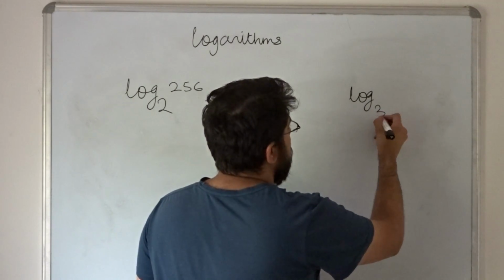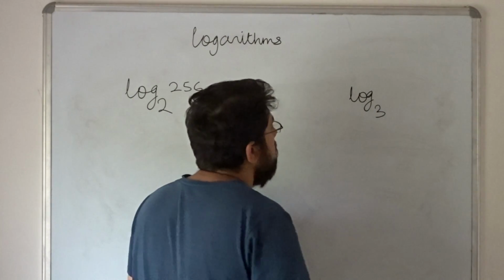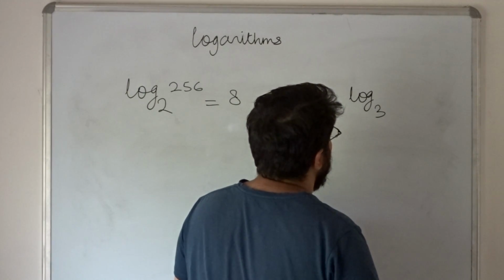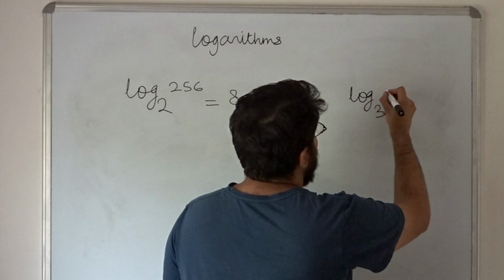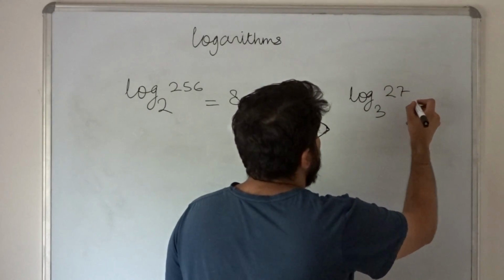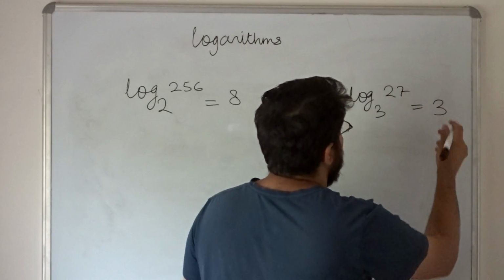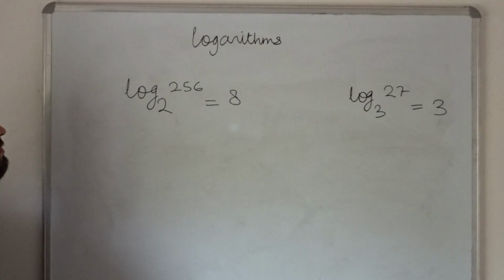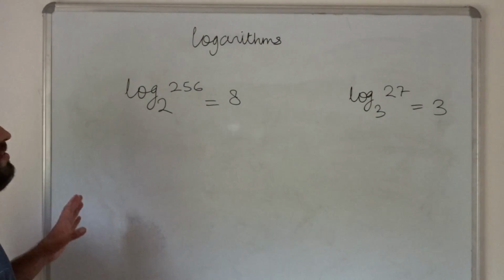Log base 3 to the power, which one shall I do? 27 equals 3. Okay? So we're not going to do many of these. We're just going to do a few. Okay, let's just do these two, okay?